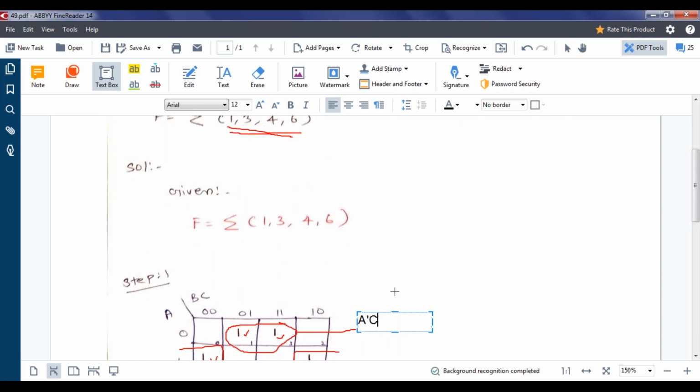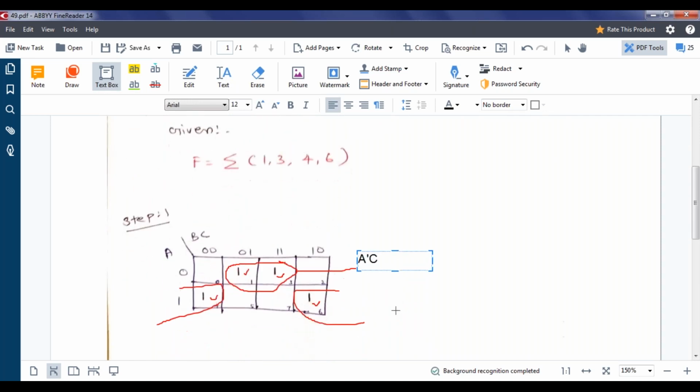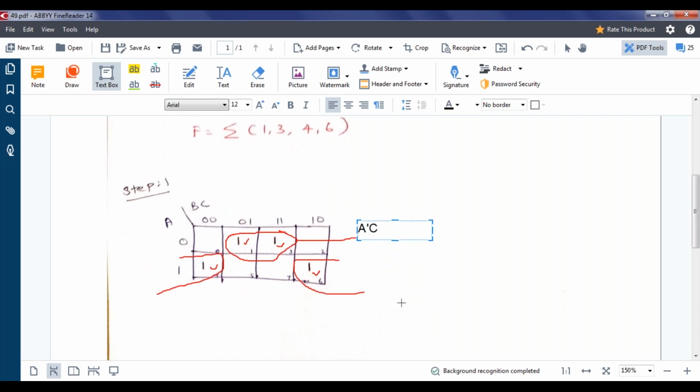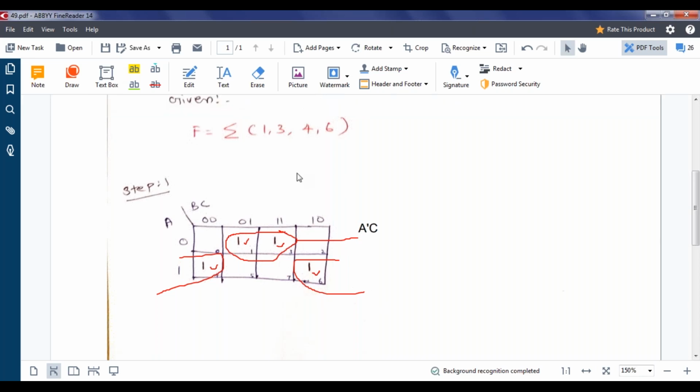In POS form, the plus signs come in between. So please note carefully whether the problem is SOP form or POS form. This is a problem based on SOP. If you solve more problems, you will get a clear idea.